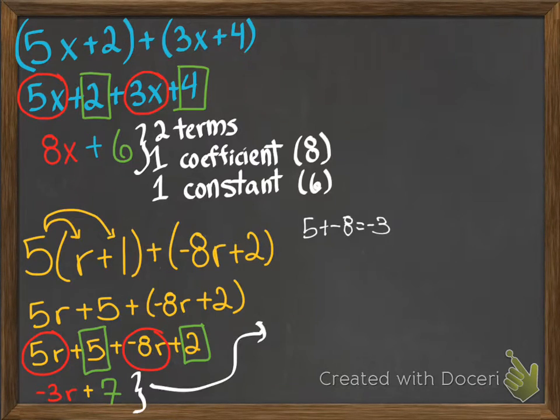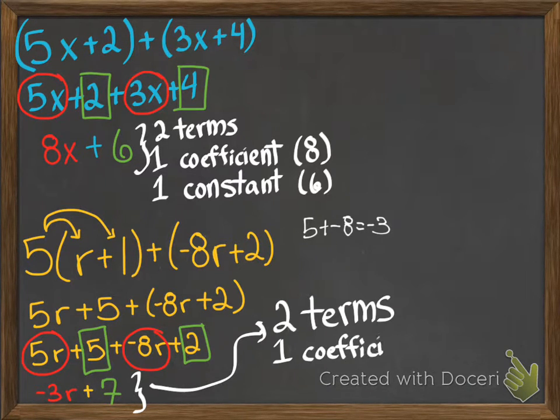So what do we have left over? Well, how many terms do we have? We have 2 terms. We have 1 coefficient, which is negative 3, because negative 3 is in front of r. And then we have 1 constant, which is 7.